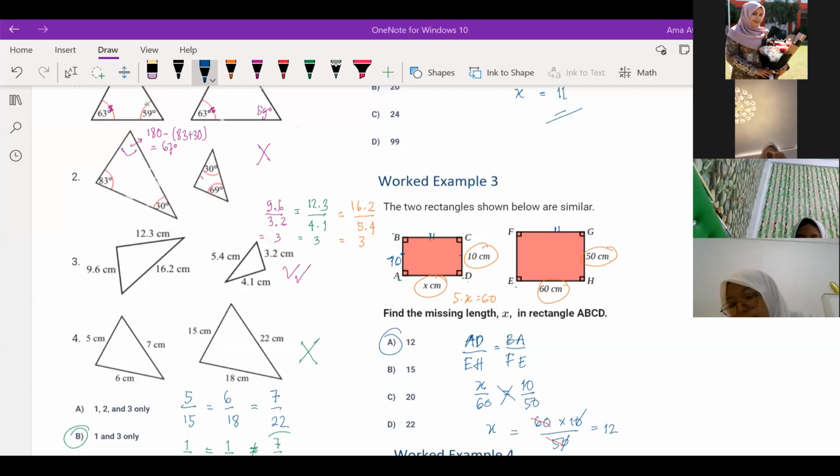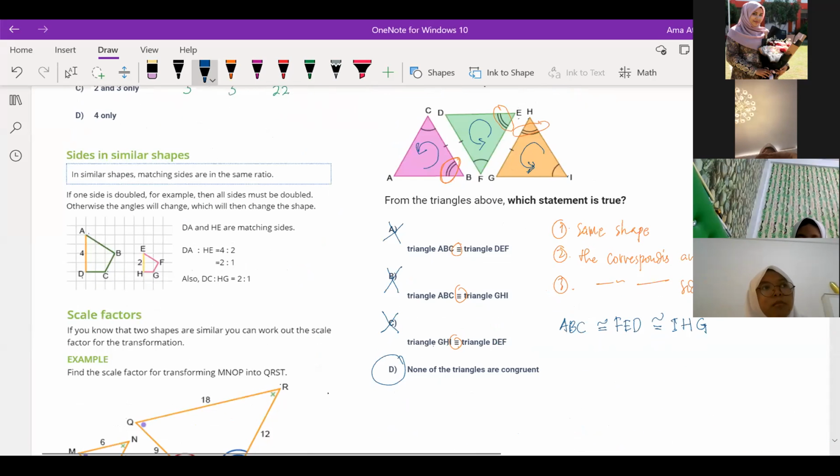Right. So we will continue to the side in similar shape. Previously, we already solved the questions about the similar triangles as well as the similar rectangles. Now we will continue with conclusions.